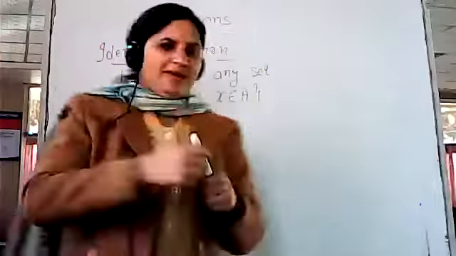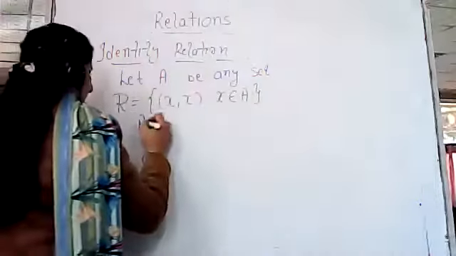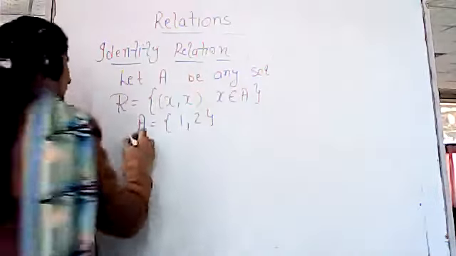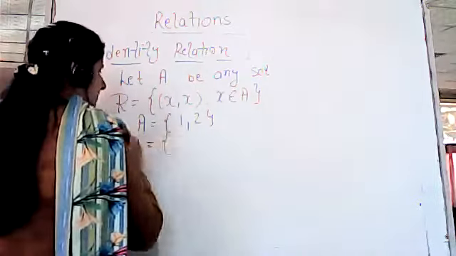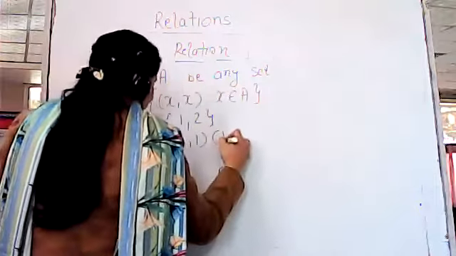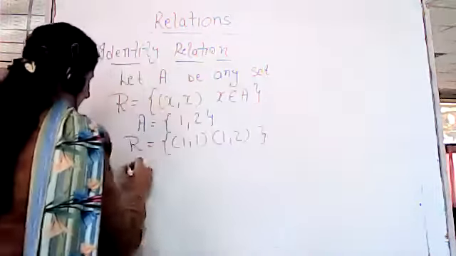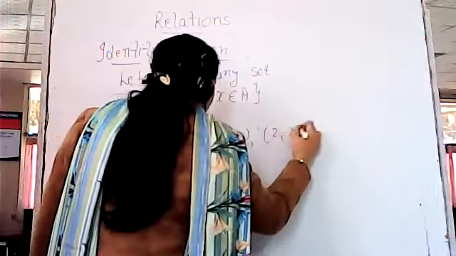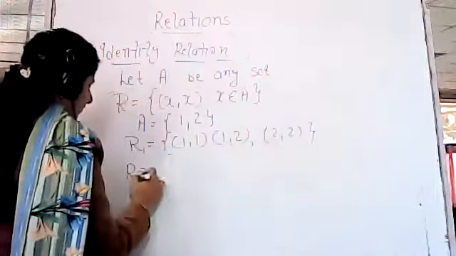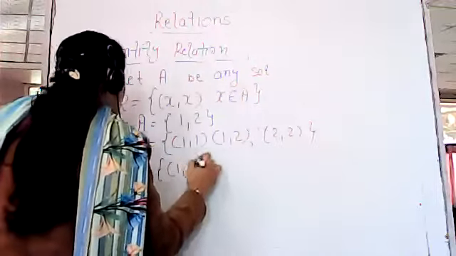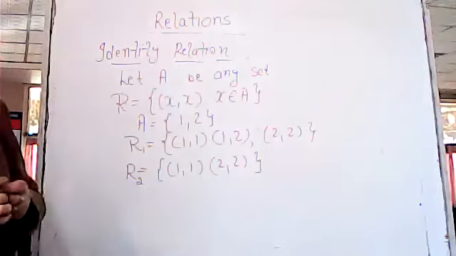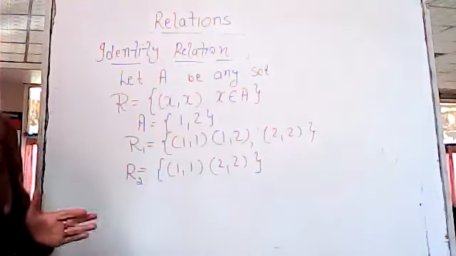For example, if I consider this example, A is a set which consists of two elements, that is 1, 2. I have defined this relation R: (1, 1), (1, 2), (2, 2), and again I have defined one more relation that consists of only two pairs, that is (1, 1) and (2, 2). Which relation is identity and which is reflexive? Can you define?